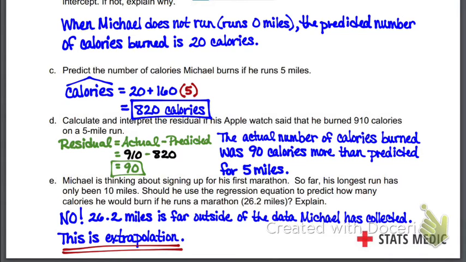And then the very last one, I would not use this model for a marathon, 26.2 miles. That is far outside of any of the data that Michael has collected. So that's an example of extrapolation. What he might be able to do running a 5K or a 10K or a half marathon doesn't necessarily compare to his continued performance as his body continues to exhaust here.